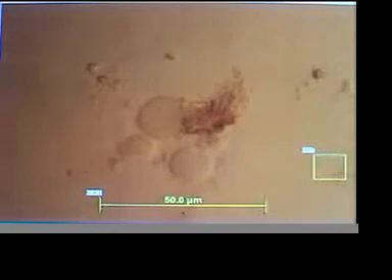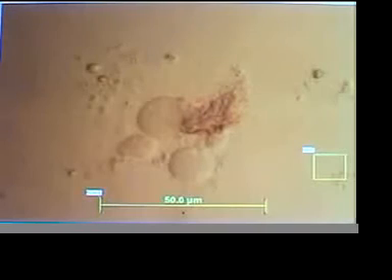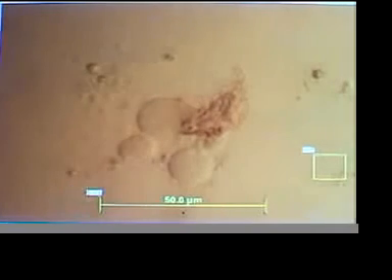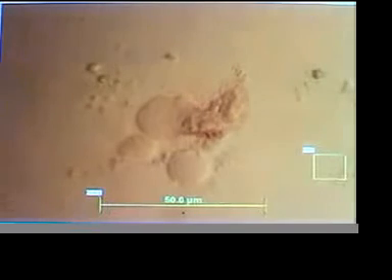Let's see if we can get a sort of 3D profile effect here. Yeah, that's really nice. We'll try to focus that a little bit. Can you see that? That's nice. You can see the surface beautifully in that. Very nice detail.